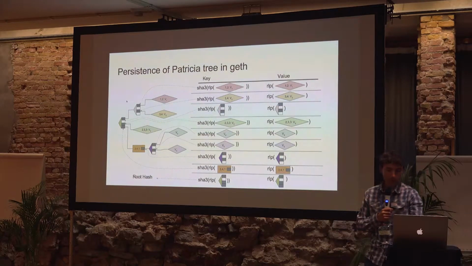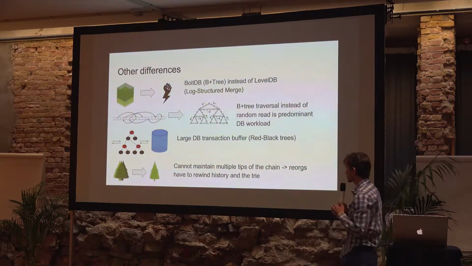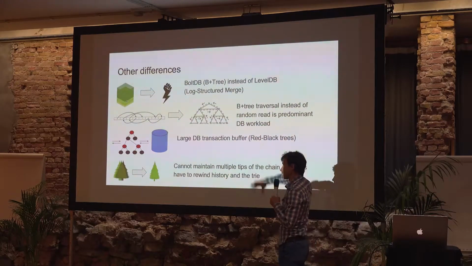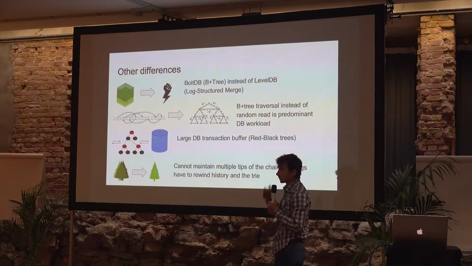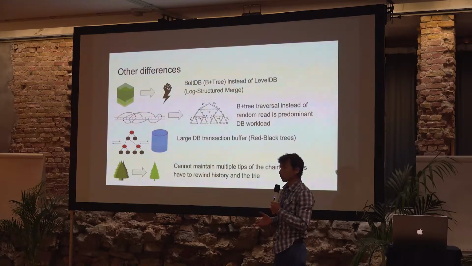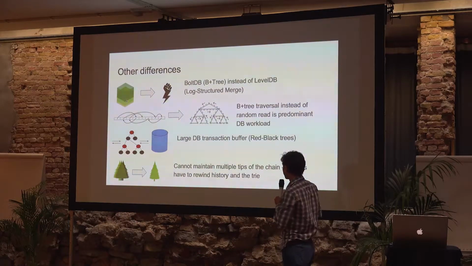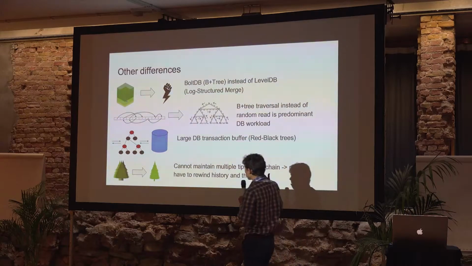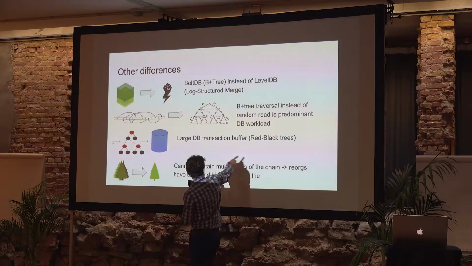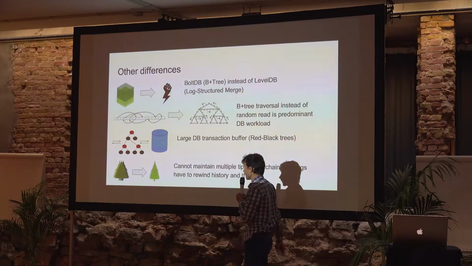In TurboGeth, the predominant workload is instead something called traversal. So we traverse the database. And I also try to batch them up as much as possible so that we traverse as much stuff as possible in one go. Then there is a large transactional buffer as a red-black tree, but I'm probably going to remove that because I realized it might not be needed.